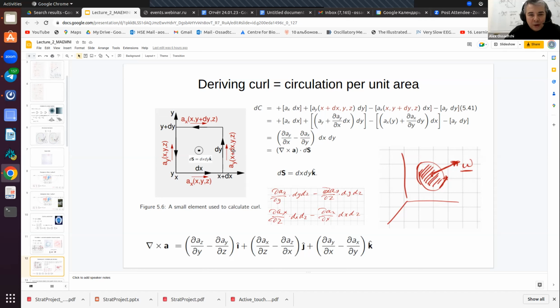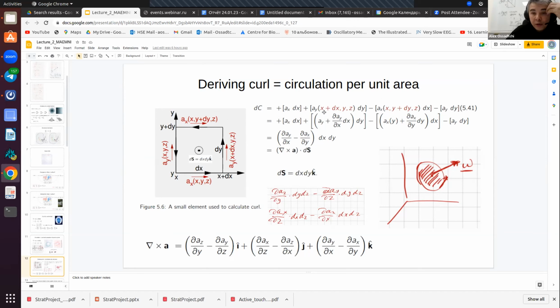So A_y at x plus dx, multiplied by the displacement along y, dy, plus, in this case, minus, because the contour line is pointing in this direction, but the vector field line is pointing in the opposite direction. So it's minus this guy, but evaluated at y plus dy, which is here, and dx clearly, and so on. And the last one, right? A_x dy, right?